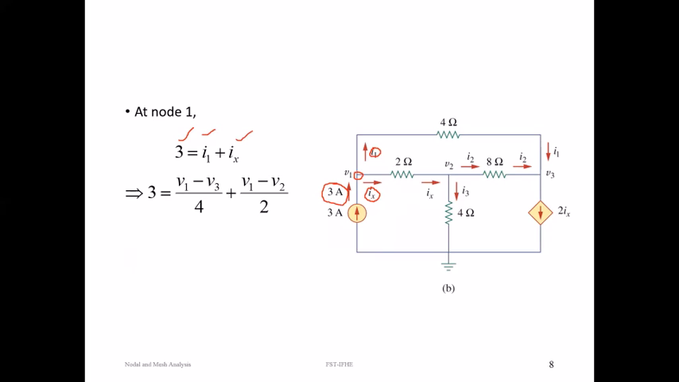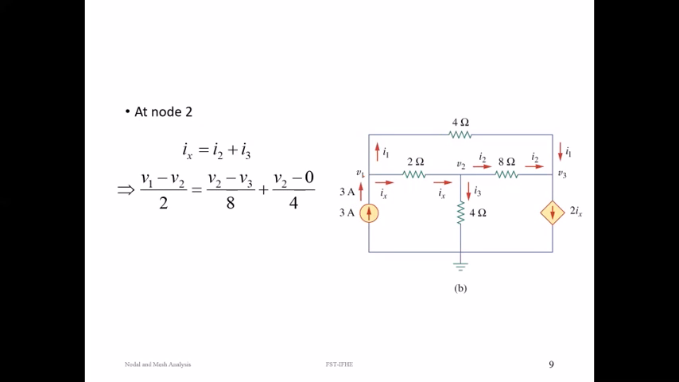After writing the KCL equation, we have to represent these currents in terms of node voltages. What is I1? I1 is the current flowing from V1 to V3. So what will be the formula? (V1 minus V3) divided by the 4 ohm resistance. Then what is Ix? Ix is the current flowing from V1 to V2, so (V1 minus V2) divided by 2 ohms. There ends writing the nodal equation at node 1.